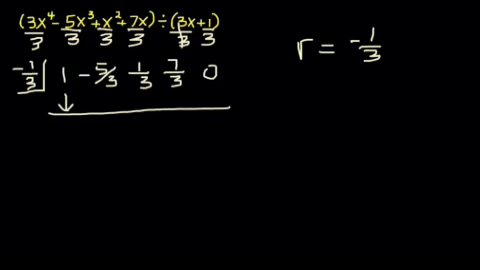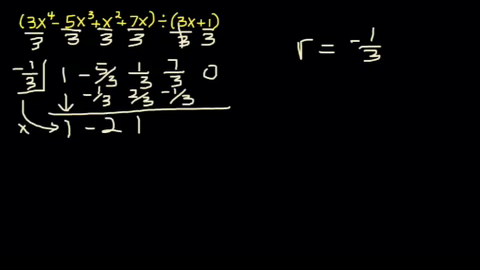We bring down the 1 and multiply it by the negative 1/3, putting that answer right here. Negative 5/3 and negative 1/3 is negative 6/3 or negative 2, which we now multiply by negative 1/3. And we get positive 2/3 right here. Combined with 1/3 leaves 3/3 or 1. And now multiplied by negative 1/3 again. And put the answer right here.